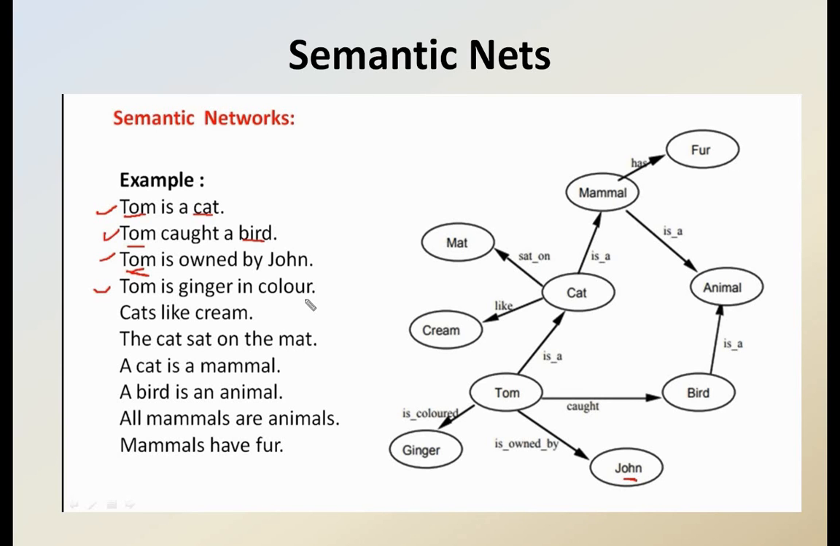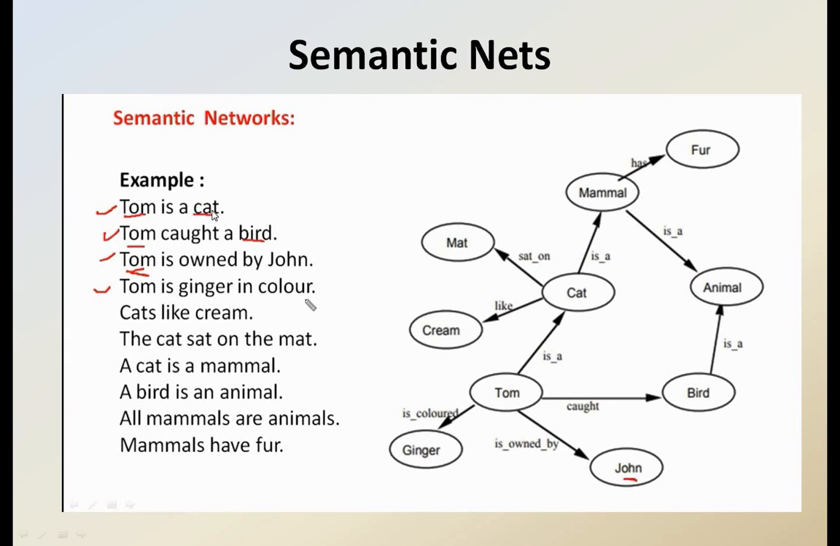And some more examples of the semantic nets. Tom is a cat. Tom caught a bird. Tom is owned by John. Tom is ginger in color. Cat likes cream. The cat sat on a mat. And the cat is a mammal. And bird is an animal, and mammal is also an animal. All mammals are animals, so mammal comes to this animal. Mammals have fur.